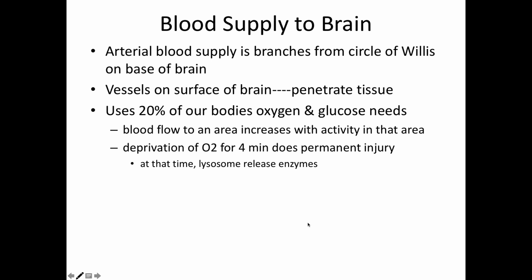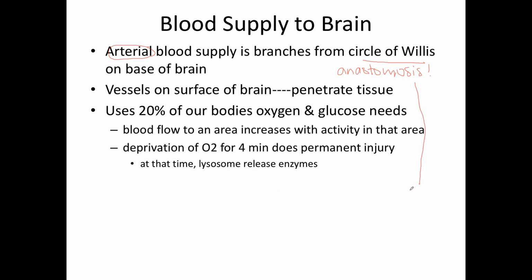Okay, blood supply to the brain. I'm going to actually change my pen color here. So the arterial blood supply to the brain branches from the circle of Willis, which is an anastomosis. And an anastomosis is a place where arteries diverge and then come back together.